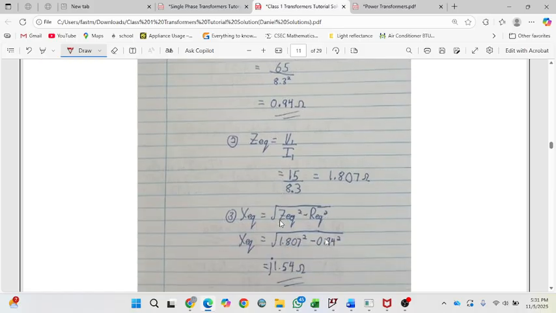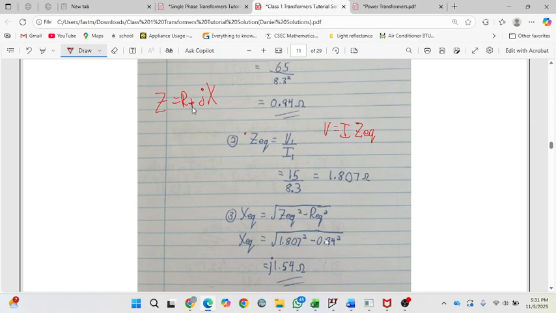All you need to do is just two more steps. So you calculate your Z, because V is equal to I ZEQ. The Z is the total. Remember, Z is equal to R plus jX. Always remember that, right? So you just calculate the REQ from before. ZEQ is the total impedance, which would just be the voltage divided by the current.